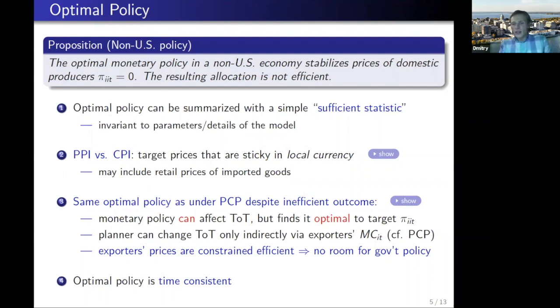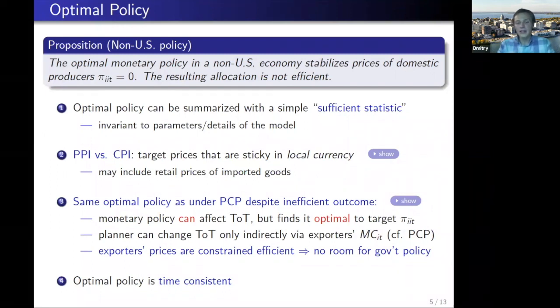And the second thing, that's the main result, is closely related to this observation. The only way in which the planner can change the price in the currency of destination is to change the dollar value of exporters' marginal costs. If you can depreciate and change it in such a way that the exporters' marginal costs go down in dollars, then these firms will lower their prices in dollars, and as a result, that will lower the prices in the currency of destination.